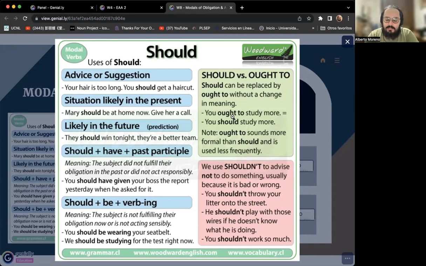Volviendo al tema, les digo, should se utiliza para expresar una sugerencia, un consejo, y shouldn't para expresar que no debes de hacer algo. También sugerencia o consejo, no deberías de hacerlo porque es algo malo o es algo negativo, o está equivocado, o es incorrecto. Okay. Hasta aquí, ¿dudas con should y shouldn't?